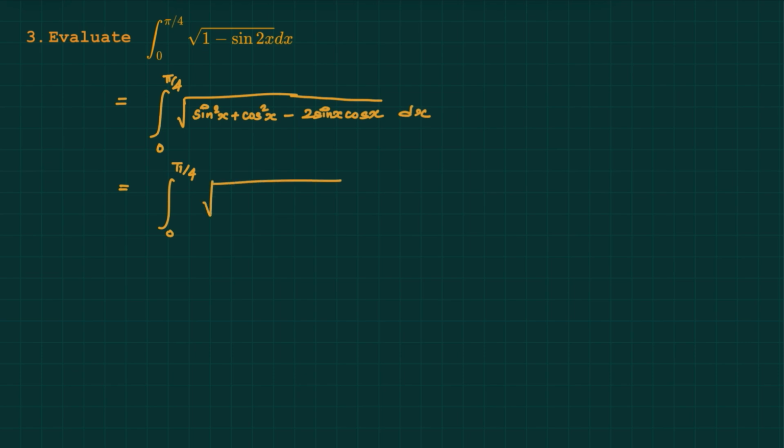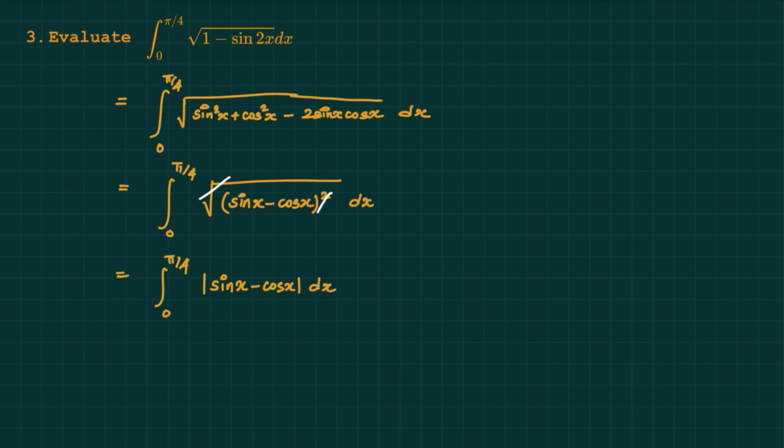Clearly this expression is in the form of a minus b whole square, so here it will be sin x minus cos x whole square dx. So this equals the integral from 0 to pi over 4. Here the square and square root get cancelled, and I will have modulus of sin x minus cos x.